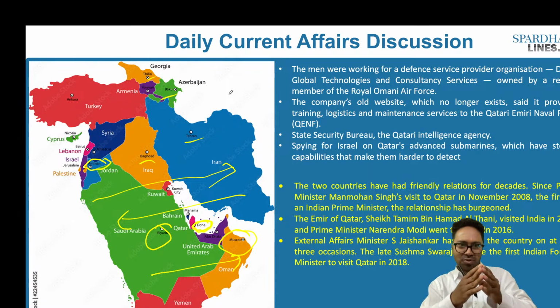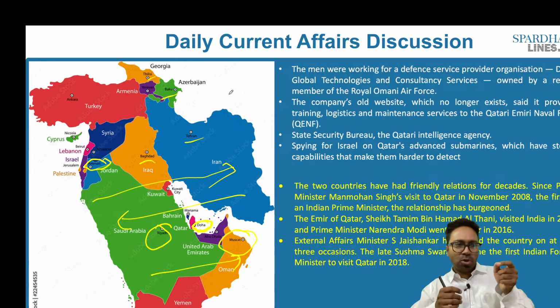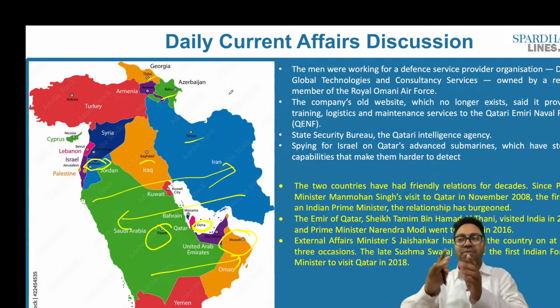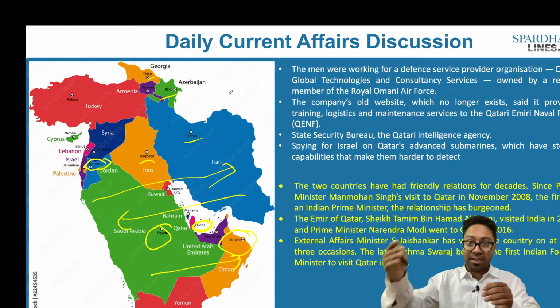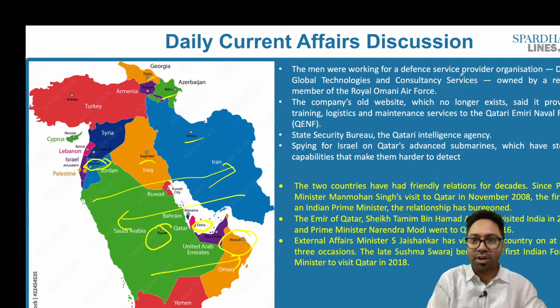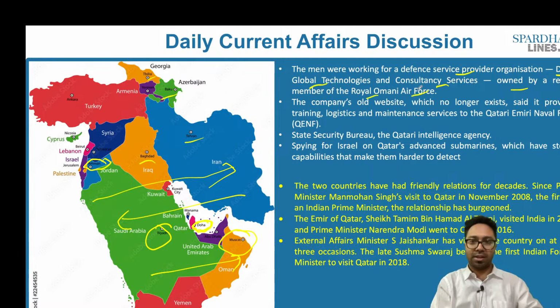Now, if we have to speak about Qatar, India and Qatar have a good relationship as well. But what is the issue right now? We have these former Indian Navy officers who were employed by one of the defense service organizations in Qatar. The men were working for a defense service provider organization called Dahra Global Technologies and Consultancy Services, which is owned by a retired member of the Royal Omani Air Force.